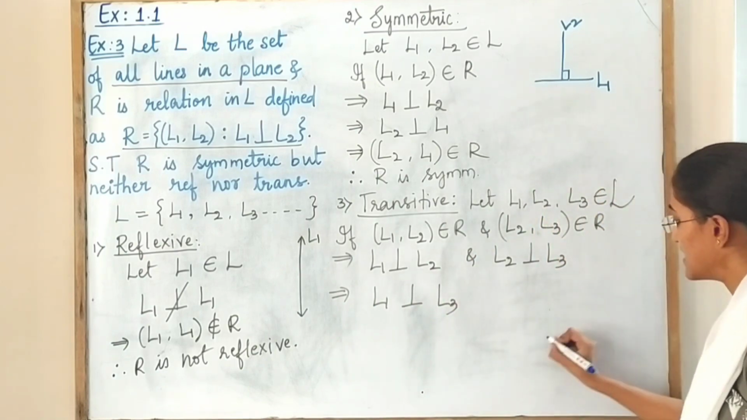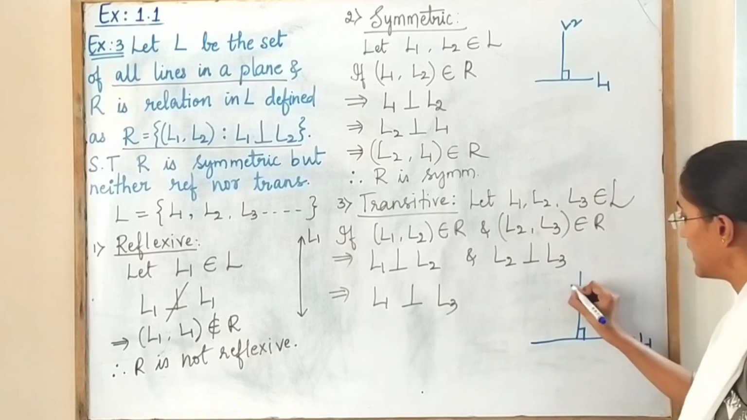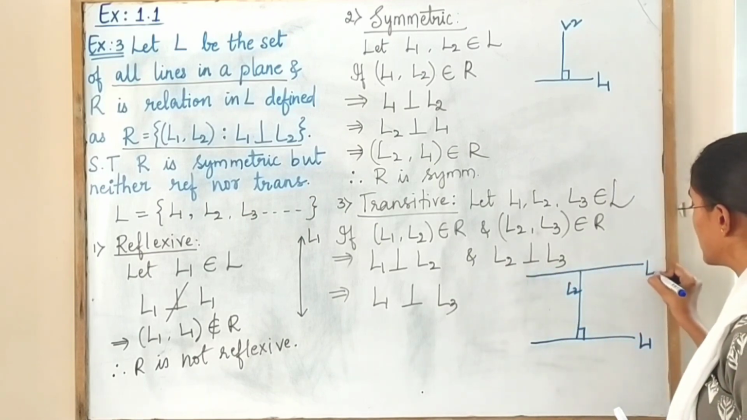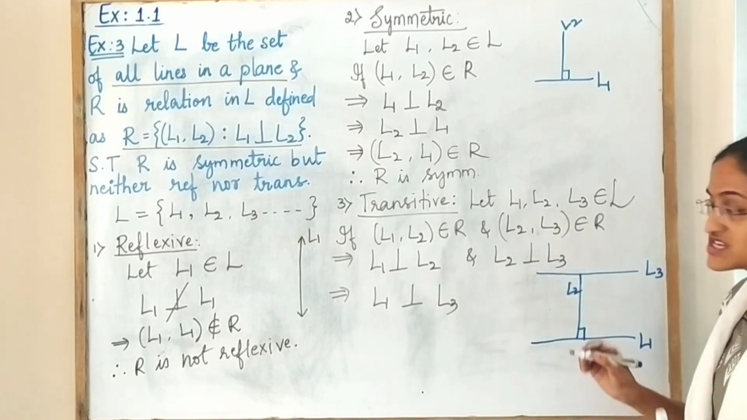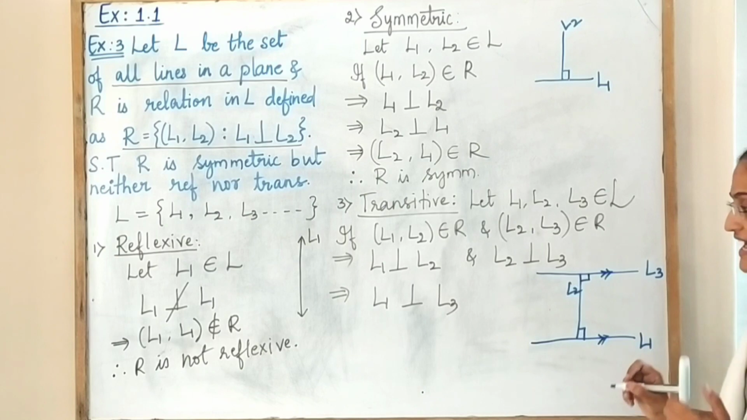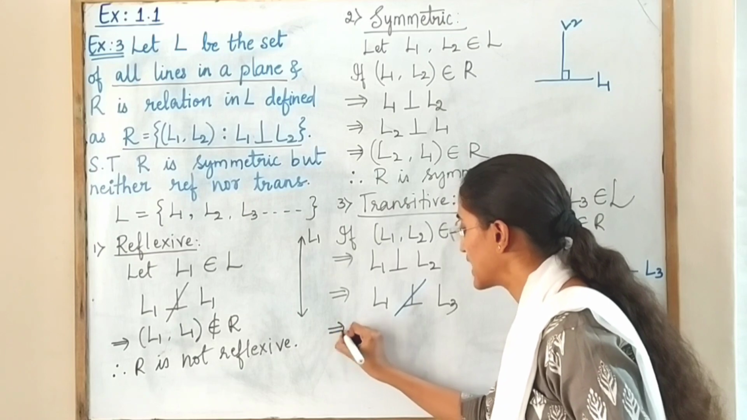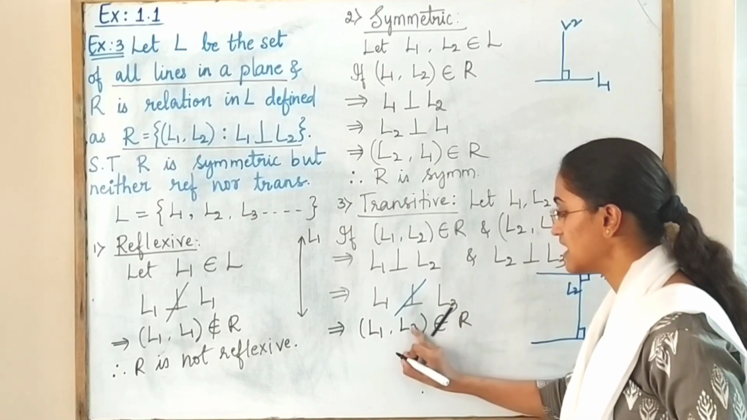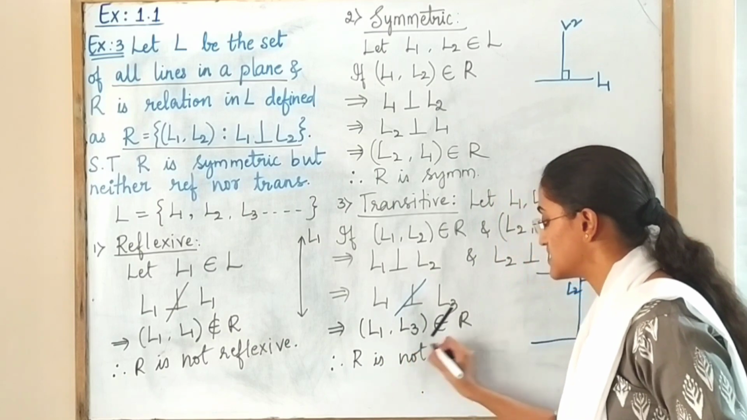Now, if you have three lines where I am taking this as L1, L1 is perpendicular to L2, this is my second line. Then in turn L2 is also perpendicular to another line L3. You can now observe that L1 and L3 are not perpendicular lines, rather L1 and L3 are parallel to each other, and hence L1 is not perpendicular to L3, and therefore you can conclude (L1, L3) does not belong to the relation R, and hence R is not transitive.